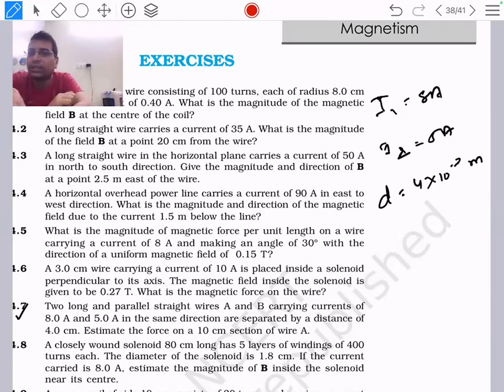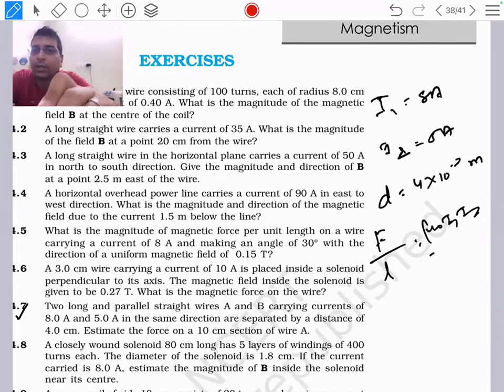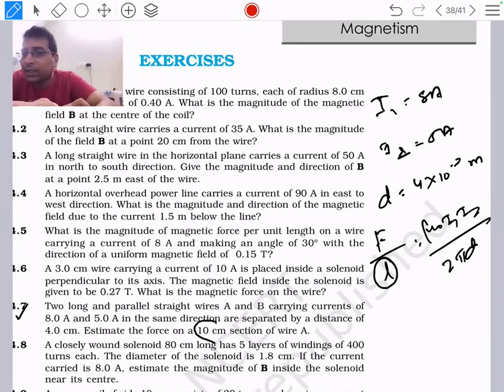Estimate the force on a 10 centimeter section of the wire. So we know the formula for force per unit length. What is the formula for force per unit length? It is mu naught I1 I2 divided by 2 pi into D. Observe the question. It is not force per unit length. They have given the section of the length on which the force is to be calculated. So L, if you substitute 10 centimeter, take L to the other side and do the remaining calculations and tell me the answer. So it's 2 into 10 power minus 5 Newton.